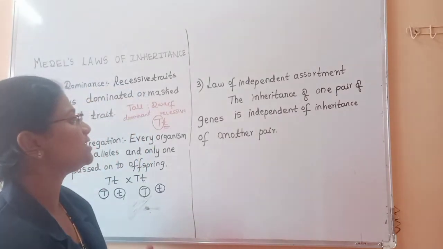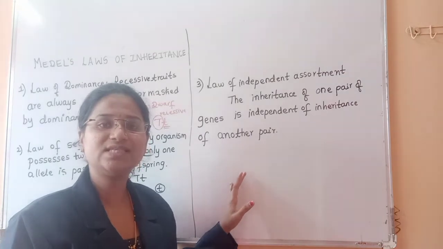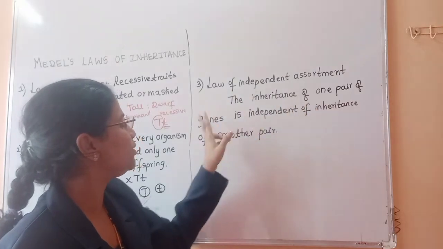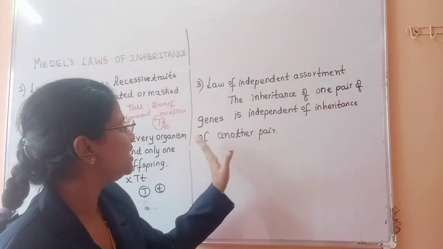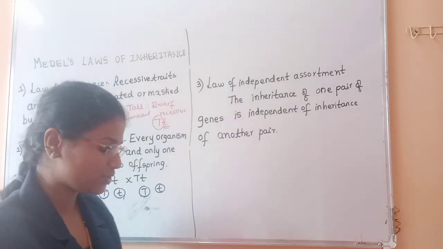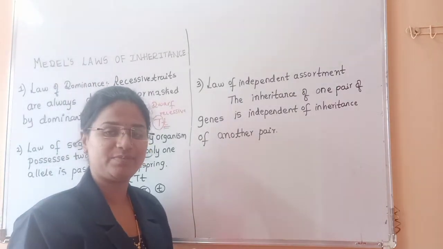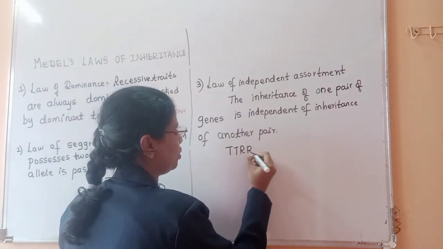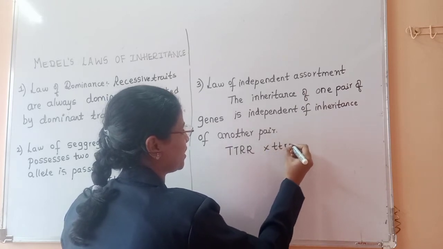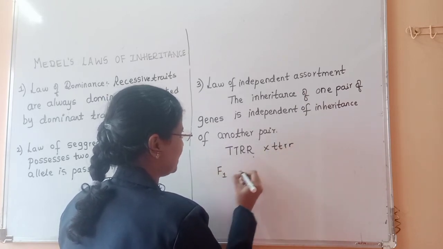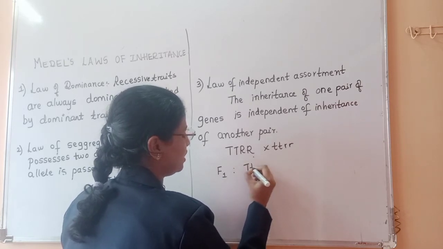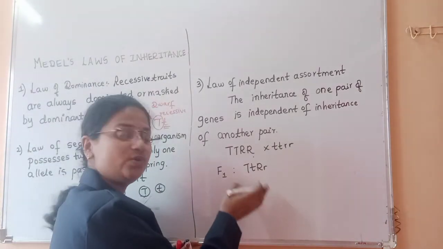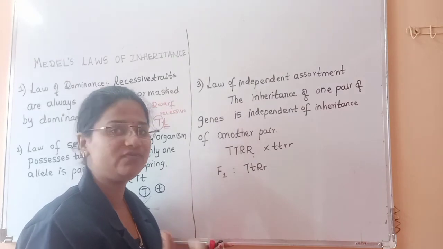Then the next one is law of independent assortment. What is this law? Here the inheritance of one pair of genes is independent of inheritance of another pair of genes. So when we consider the dihybrid cross, TTRR, pure tall crossed with pure dwarf, we will get the F1 individual as tall with round seeds, but it is heterozygous in condition. So again when we do this selfing, we will get many types of offspring.